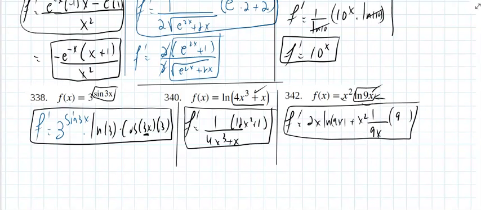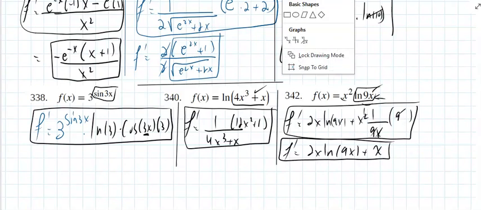And of course that cleans up, and that would be 2x natural log of 9x plus, and the x cancel one of those, simply x. So we should simplify our answers to match the back of the book.